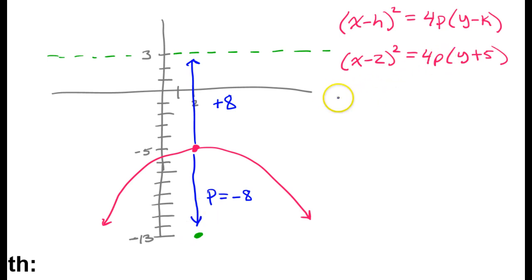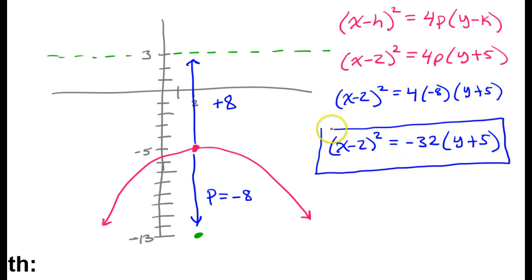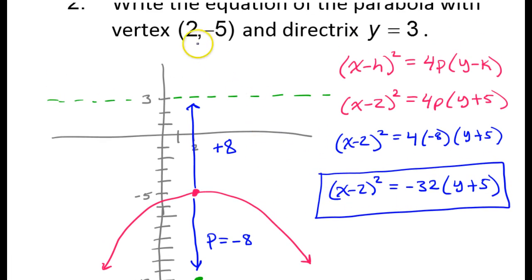Okay, so now we know the p value, so we can go ahead and finish this equation. So now we have x minus 2 squared is equal to 4 times negative 8 times y plus 5. So this is going to give me x minus 2 squared is equal to negative 32 times y plus 5, not squared. So this would be the standard form equation of the parabola that has vertex 2, negative 5 and directrix y equals 3.